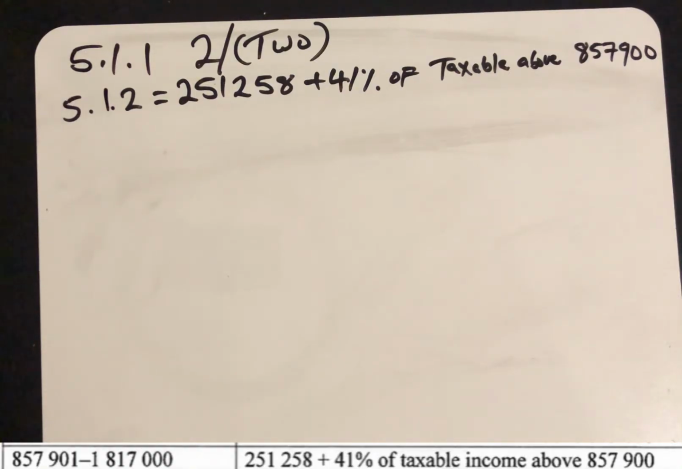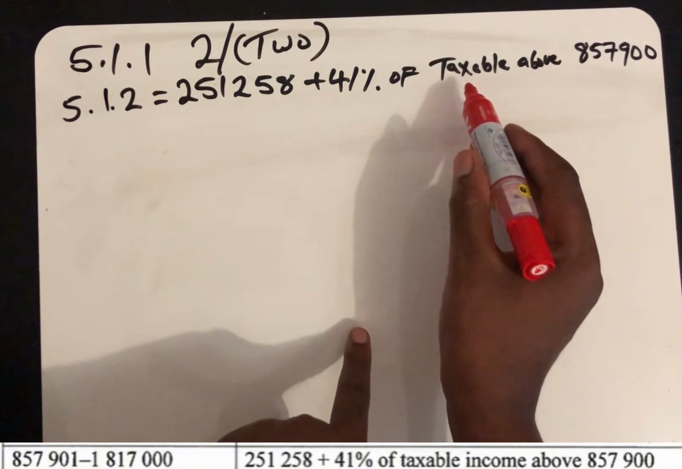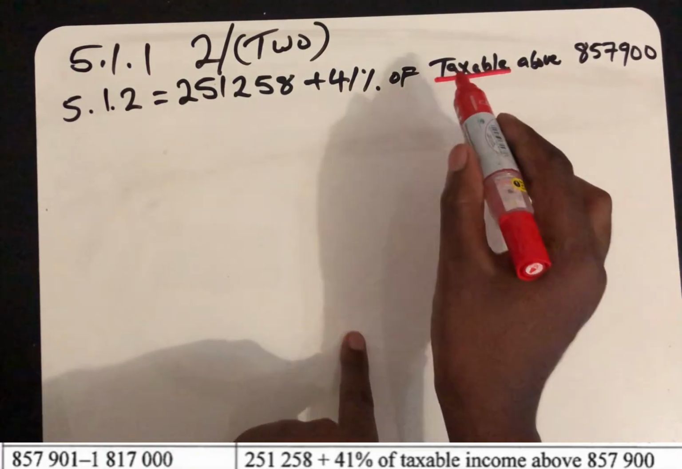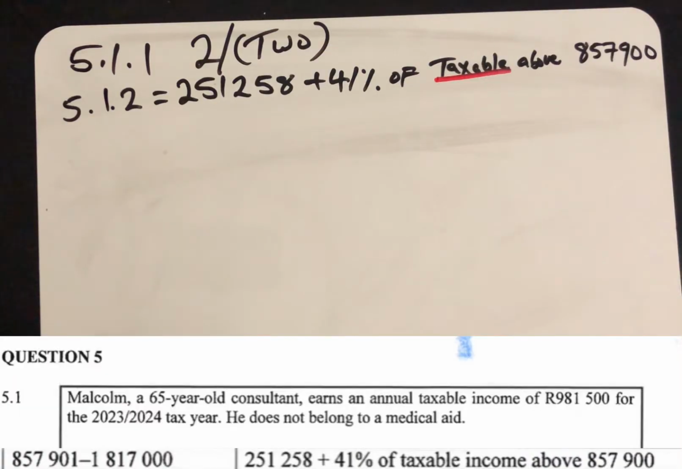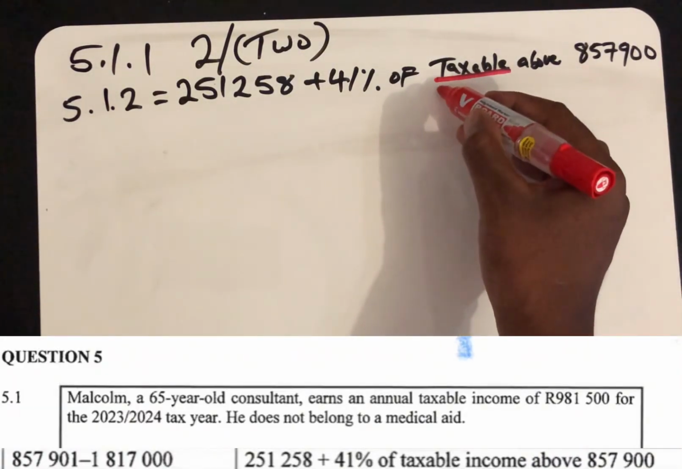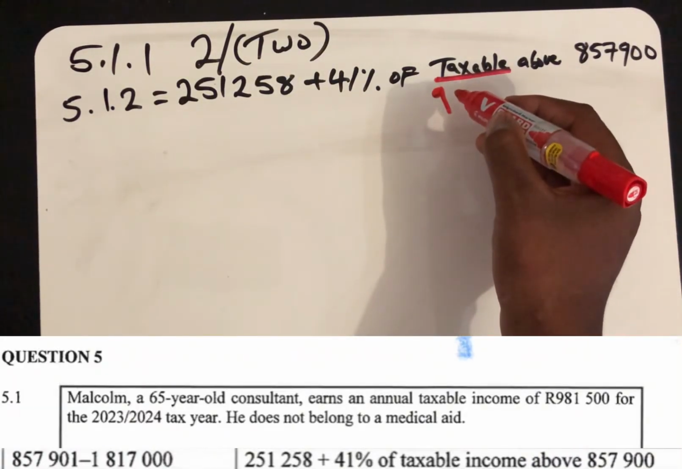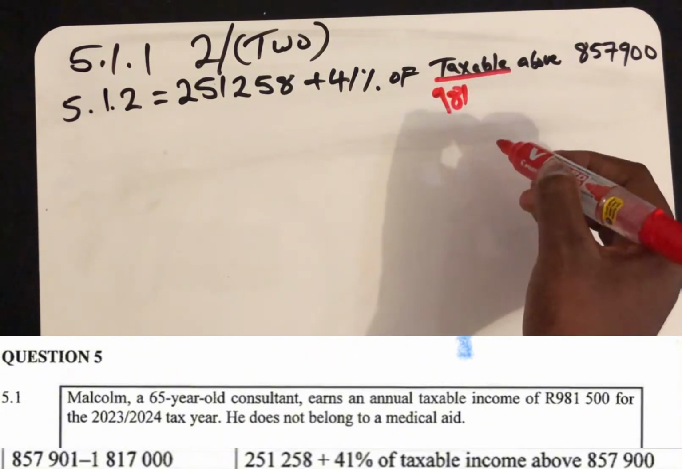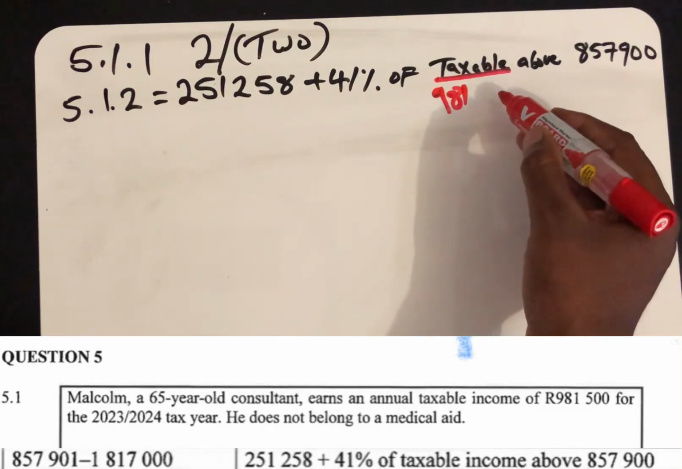857,900 rands. So now after copying this, you can use a pencil to underline the taxable income there. What is our taxable income? We know that our taxable income is 981,500.